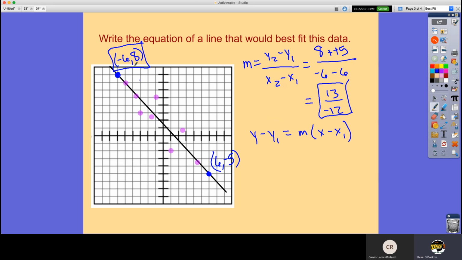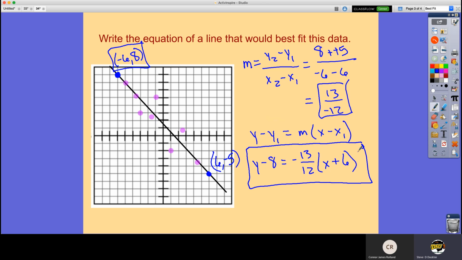All right, so I'm going to plug in this top one. y minus 8 equals -13 over 12 times x plus 6. And that is our equation for the line that we drew in there.